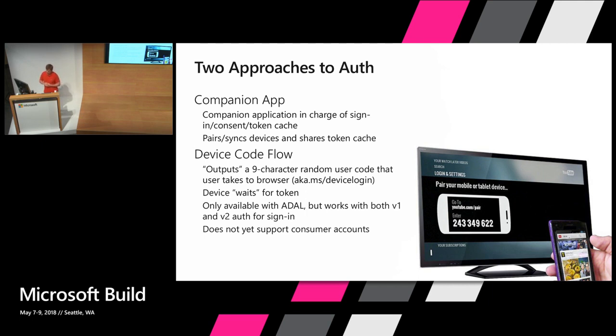The other popular approach, if you don't want to have to build a companion device, is what's called a device code flow. In a device code flow, you're going to typically output some sort of random code on the screen. You're going to direct the user to go to a specific site and enter in that code. After they enter in that code, they'll be asked to sign in, possibly consent to some things that you want to do with the API. And then the device essentially is waiting for a token to come back from that service.